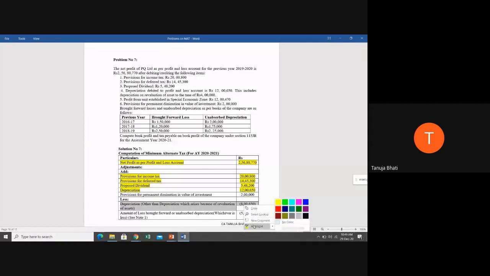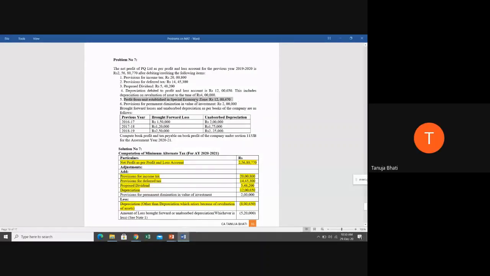Is this clear, students? Depreciation part. Normal depreciation is added as well as deducted, and depreciation on revaluation of asset is only added, but while deducting, don't consider it. Is this clear? Yes, ma'am.